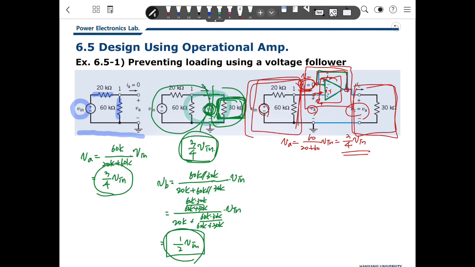Actually, later, maybe next semester in Circuit Theory 2, we will discuss why the loading effect happens from the point of view of input impedance and output impedance. We will discuss that later, maybe next semester, in Circuit Theory 2.